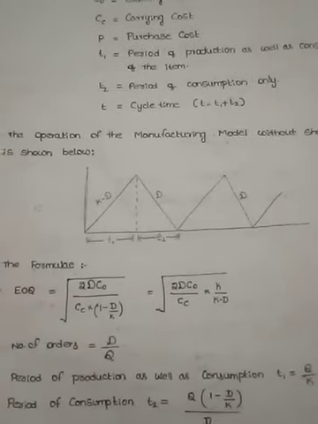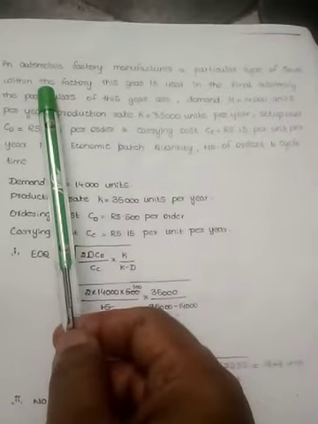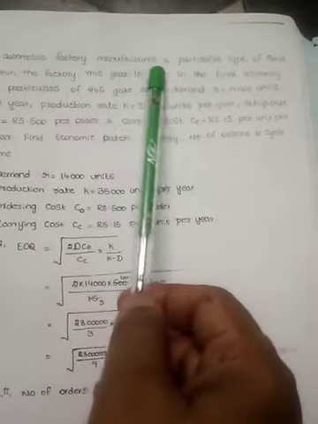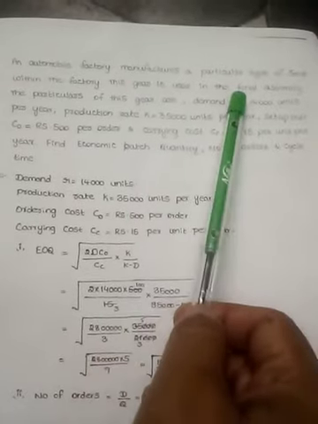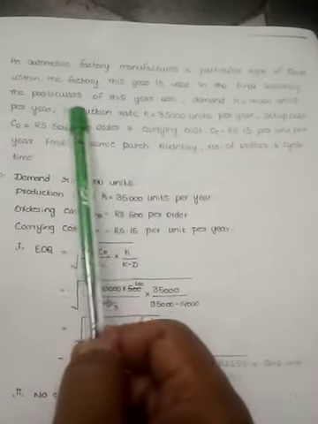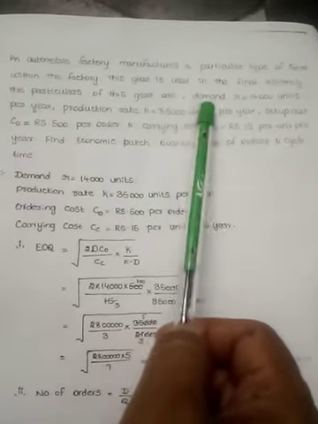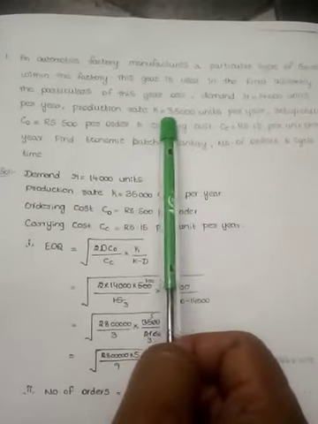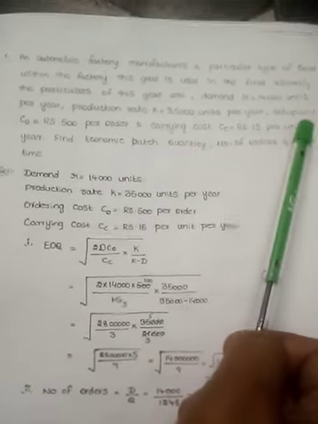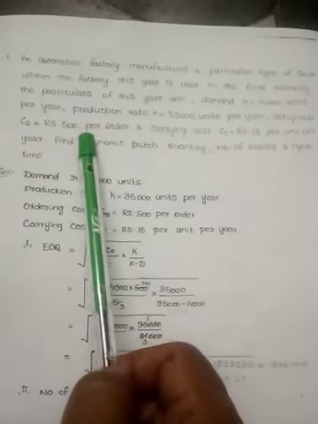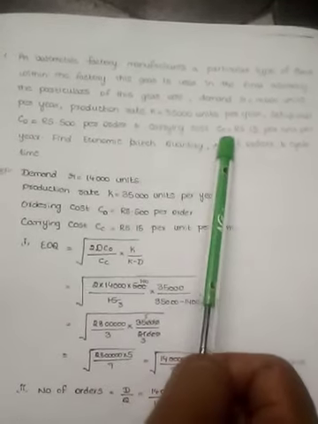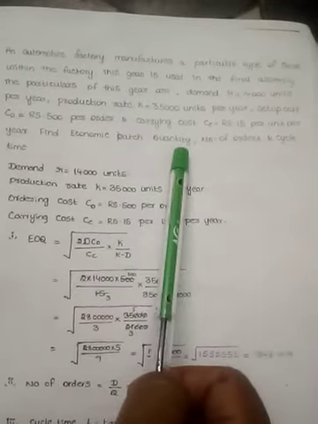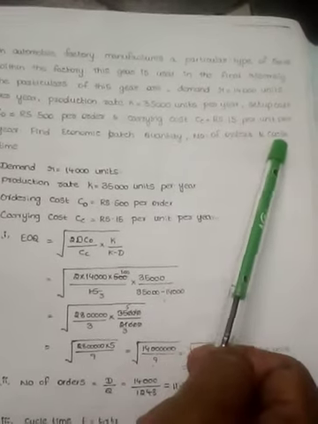Let us go to the problem. An automobile factory manufactures a particular type of gear within the factory. This gear is used in the final assembly. The demand small r is equal to 14,000 units per year. Production rate capital K is equal to 35,000 units per year. Setup cost C0 is equal to 500 rupees per order, and carrying cost Cc is equal to 15 rupees per unit per year. Find the economic production quantity, number of orders, and cycle time.